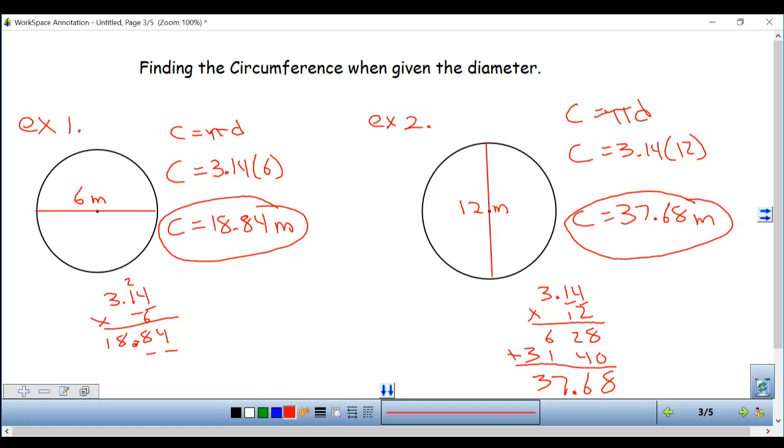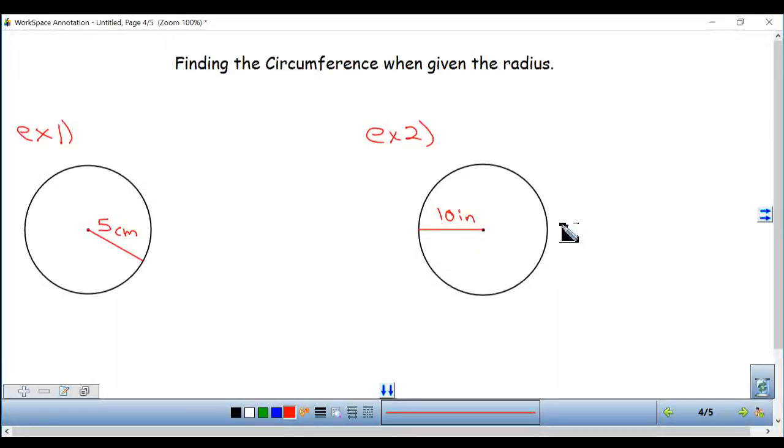Plug in what you have. Here we were given the diameter. On the next page, what happens when we're not given the diameter? We're only given the radius. I'm going to keep my formula the same. Circumference equals pi times diameter.